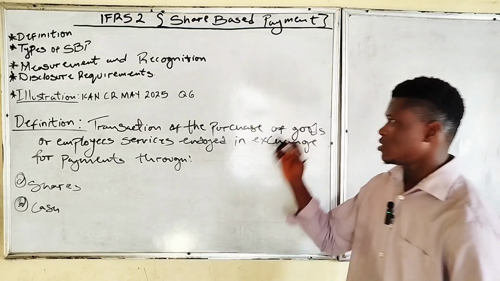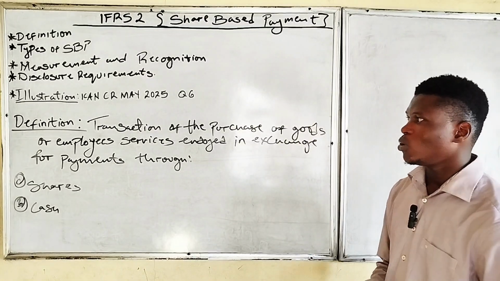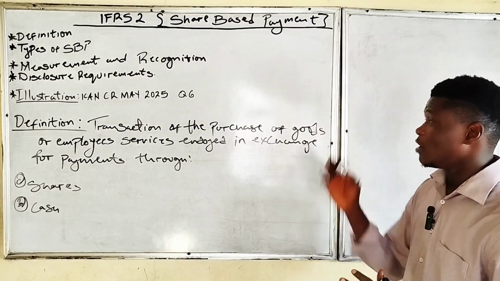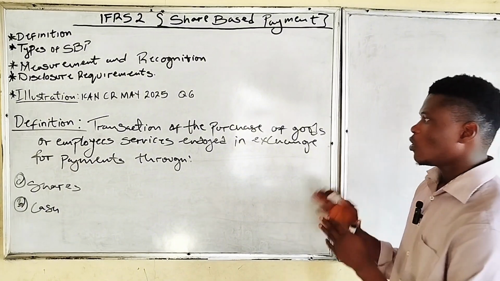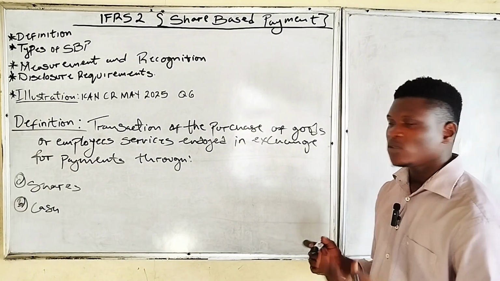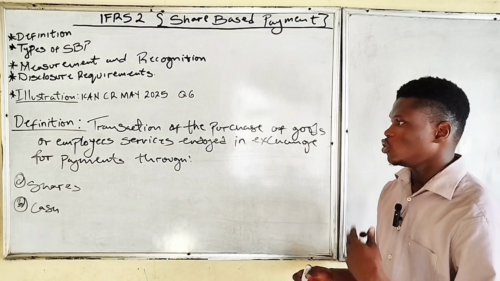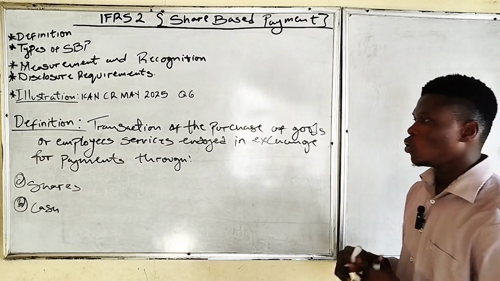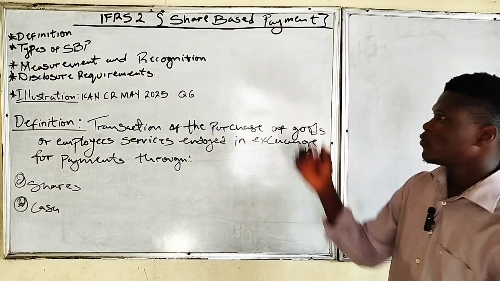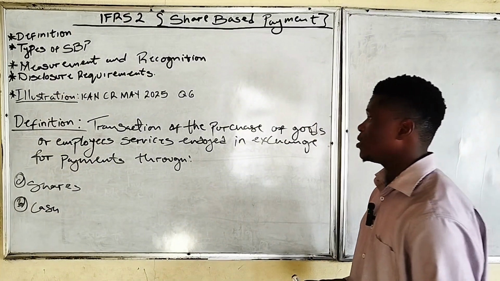So that's the definition of IFRS 2 as defined by IFRS 2 share-based payment. A transaction of the purchase of goods and services employed or enjoyed by an entity in exchange for payments through shares or through cash. So we move to the types of share-based payments.